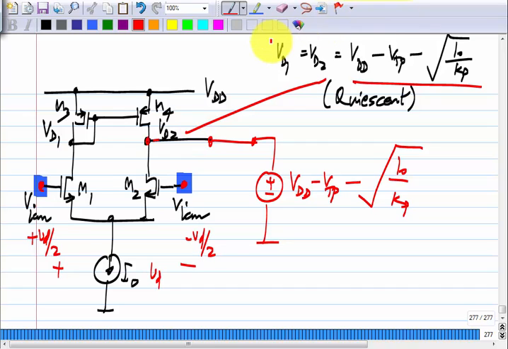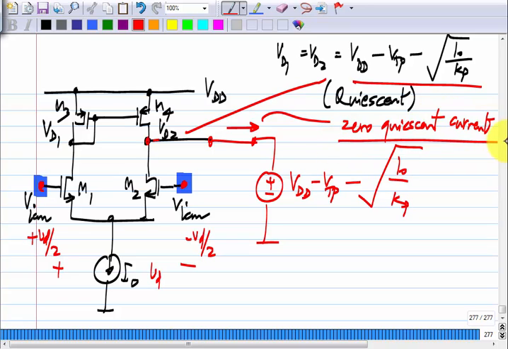Now, this is the quiescent current. So my operating point is still the intended one, where I have I naught by 2 flowing in the two halves of the circuit. That's how I would like to operate the differential pair. This is in the quiescent condition.